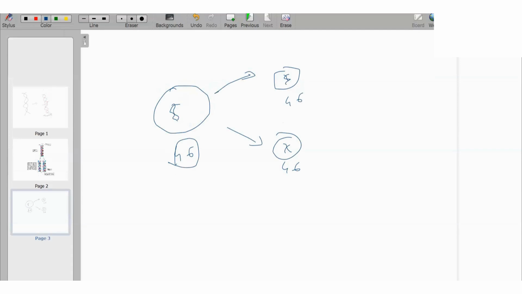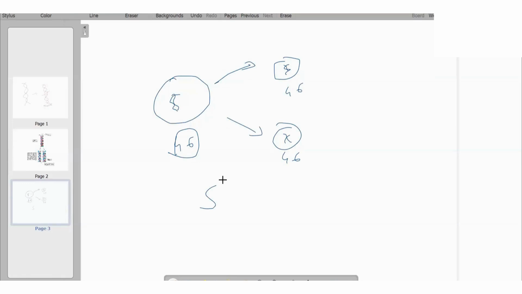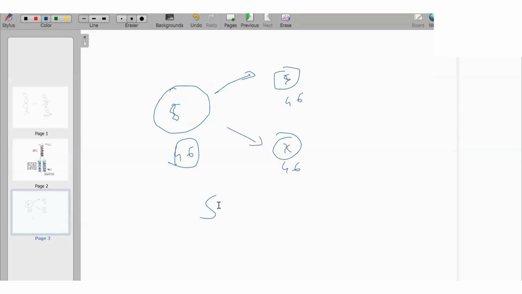S phase, synthesis phase, right? The cell cycle runs in phases. DNA replication occurs during S phase. Are we clear so far? Is it S phase? Synthesis phase, yes. I don't remember using that.